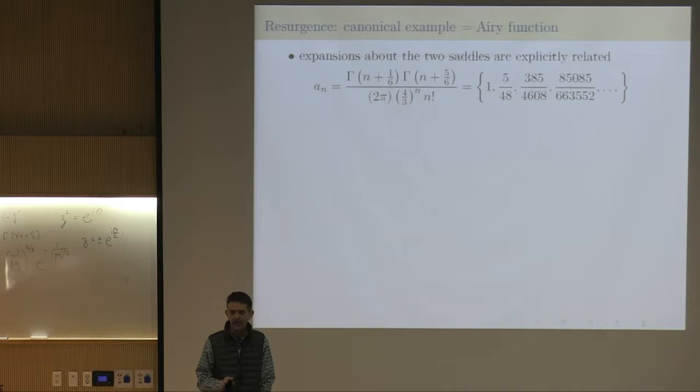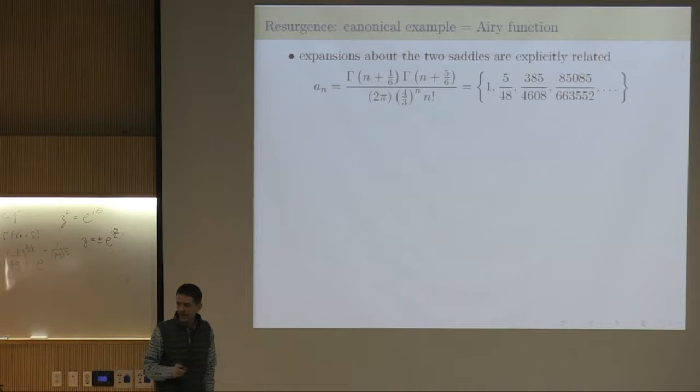Remember, this is just from perturbation theory. This is not from deforming contours. 4/3 happens to be twice 2/3. Okay, I think we can all agree on that. And remember, the exponentials were e to the plus 2/3 x to the 3/2 and e to the minus 2/3 x to the 3/2. So 4/3 is the difference between those two saddles. Okay. So that's interesting, and we'll see that again and again as we go along.